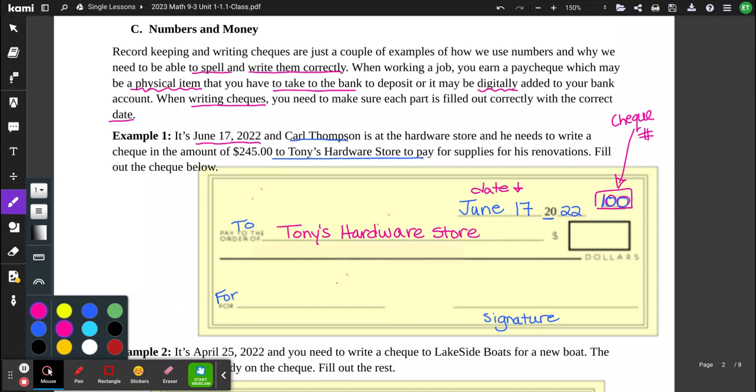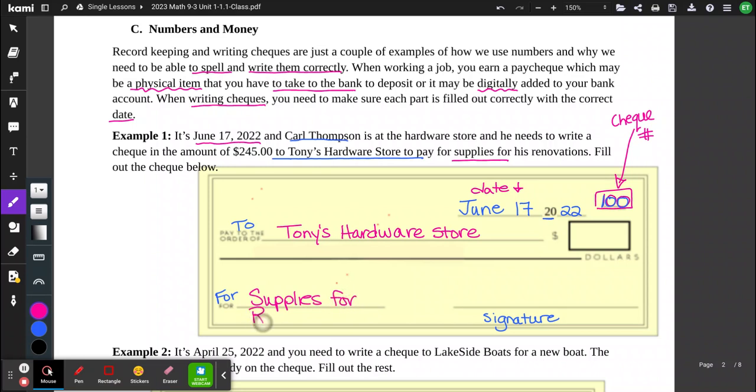Okay, and it says to pay for supplies for renovations. So here we have supplies for renos. So supplies for renovations. We are Carl Thompson in this case. So this is what we need to sign. So down here we need to sign Carl Thompson, and we need to do it in cursive.